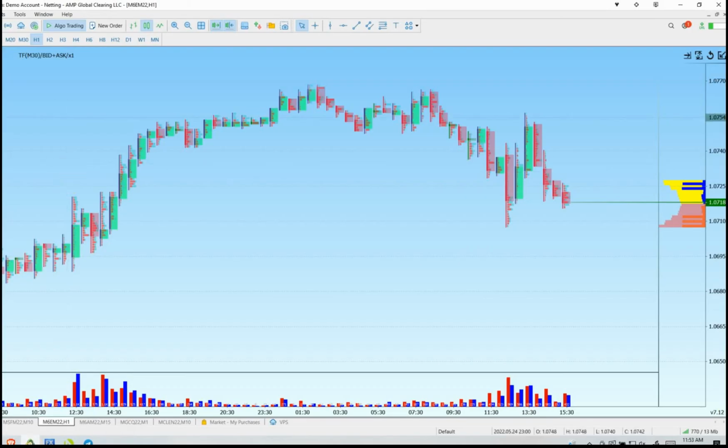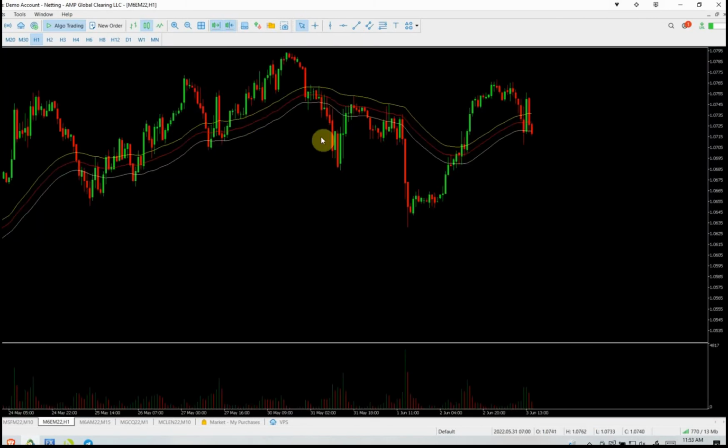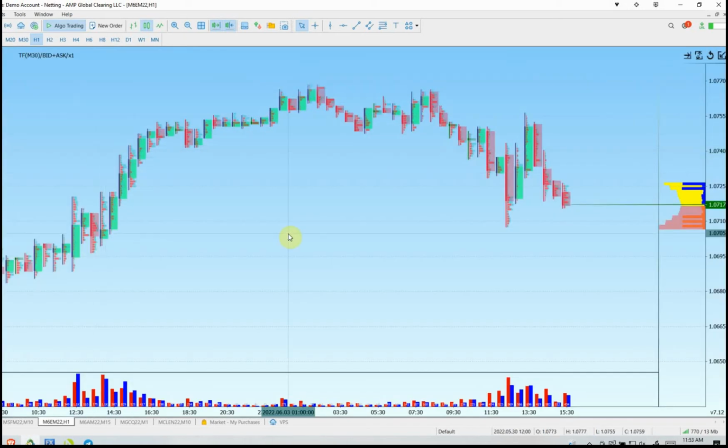So this is a MetaTrader 5 platform. If I minimize this, you can see underneath it's just a regular MetaTrader 5 chart. But we're going to look at the cluster chart, which is a software overlay. And now I'll talk about what market this is.